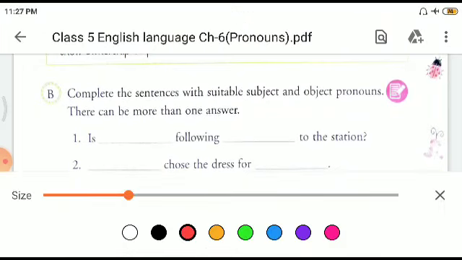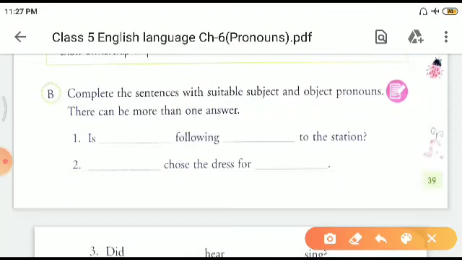Let me change the color. Okay. Dash following dash to the station. So here there can be many answers. Is she following her to the station? Is he following her? Or is she following him? It can be any. So let us take, is he following him to the station. There can be many choices.